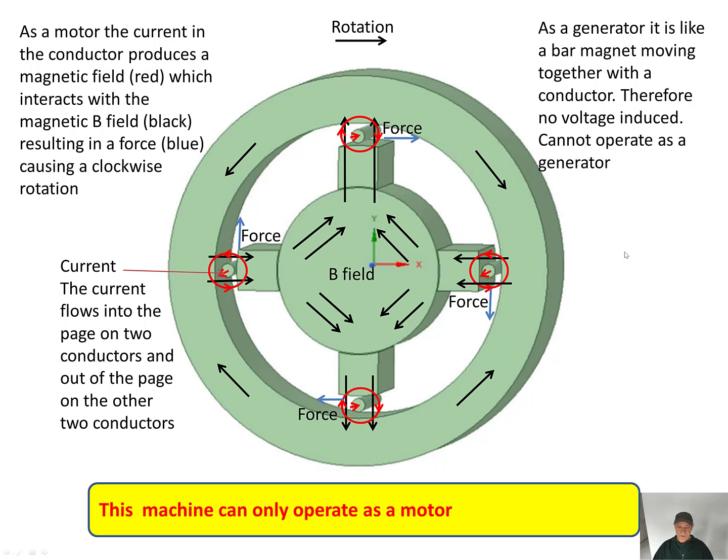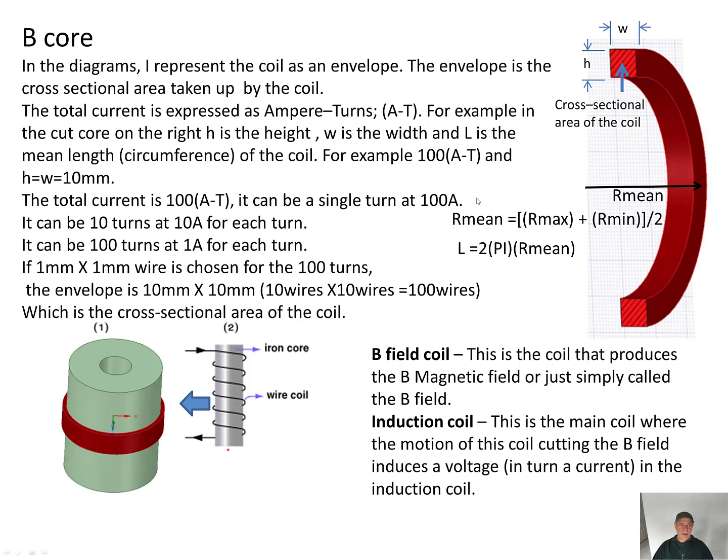V-core. In the diagrams, I represent the coil as an envelope. The envelope is the cross-sectional area taken up by the coil. The total current is expressed as ampere turns. For example, in a cut core on the right, H is the height, W is the width, and L is the mean length, the circumference of the coil.